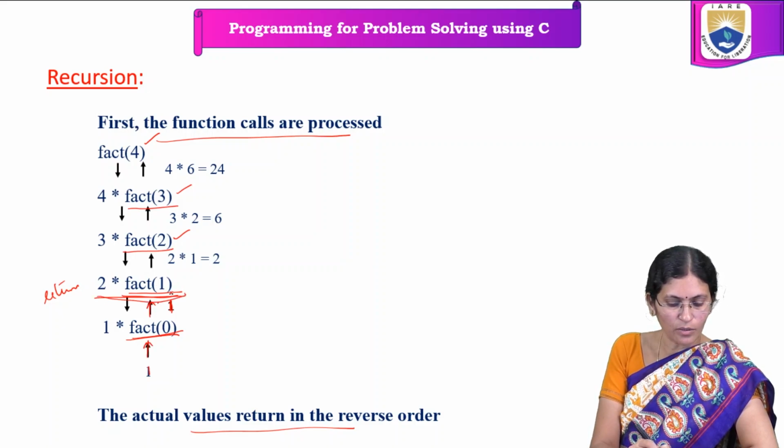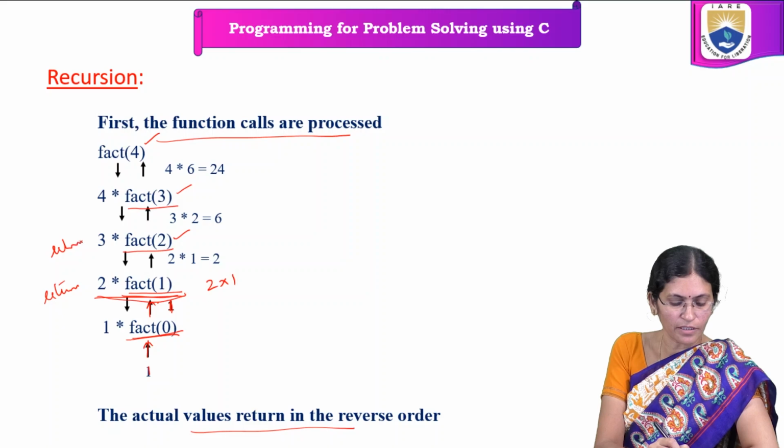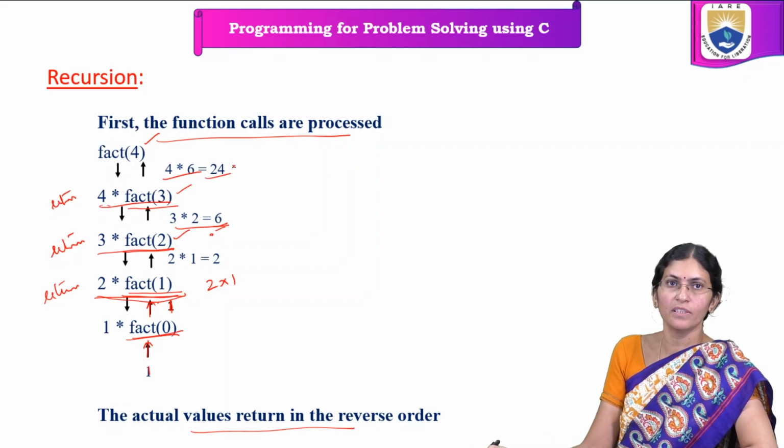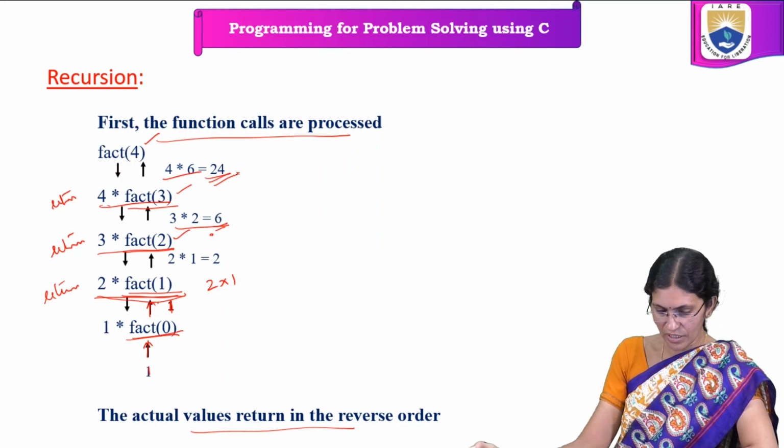So it is returning now 2 into factorial of 1. So fact of 1 we got as 1. So this will return. Now this return value will be 3 into fact of 2. So fact of 2 is equal to 2. So 3 into 2, 6. Now this will return a value 4 into factorial of 3. So factorial of 3 is 6. So 4 into 6 is equal to 24. So this is what we get in the main function.